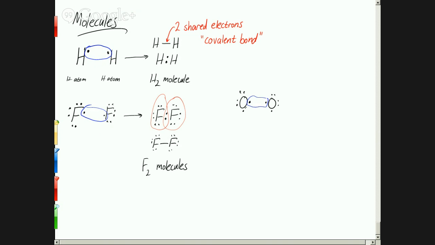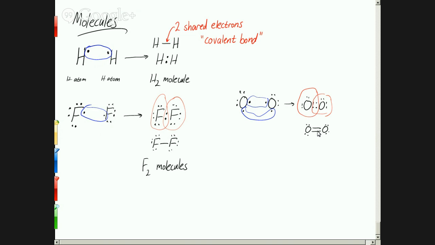But instead of just sharing 1 pair, it shares 2 pairs. Because if it just shared 1 pair, each oxygen still wouldn't have enough, right? So instead, we share 2. And now each one can have 8. And that's what we call a double bond. So we draw it like this with 2 lines instead of 1. The 2 lines means 2 shared electrons, or 2 pairs of shared electrons instead of just 1.